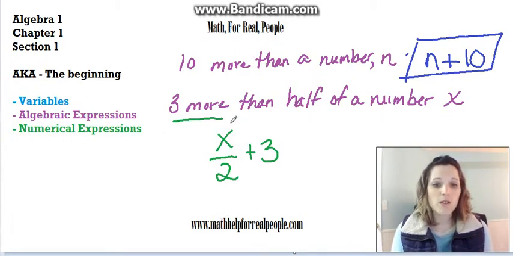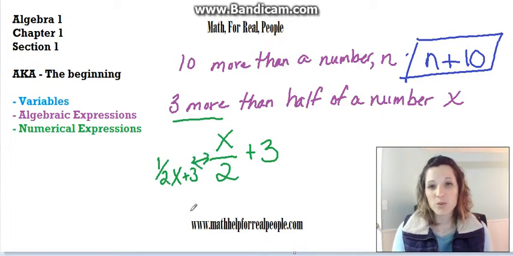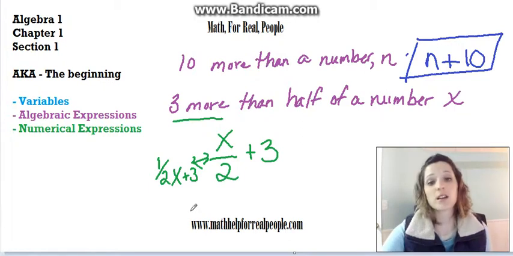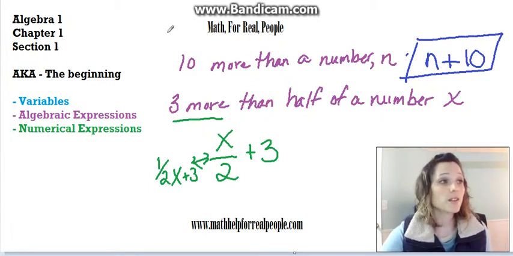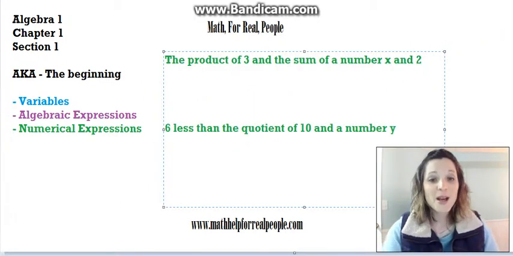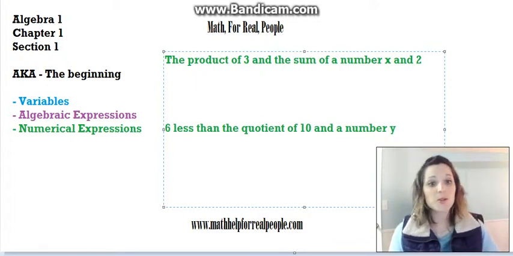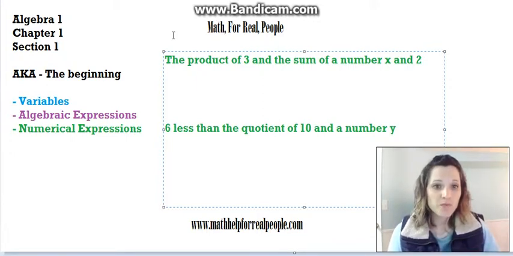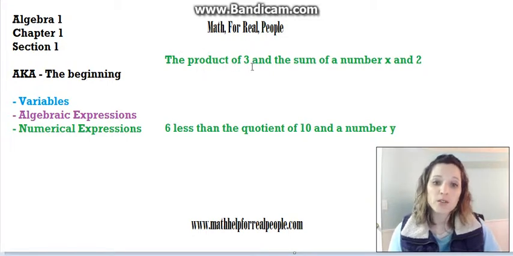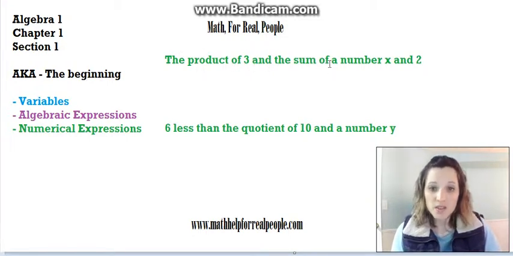3 more than half of a number x. You also could have said half of x plus 3. That would work as well. These two are the same thing. So keep in mind yours could look different and still be correct. So let's look at a couple more things. Okay, so now let's look at these two examples. So here's our phrase, and it says the product of 3 and the sum of a number x and 2.